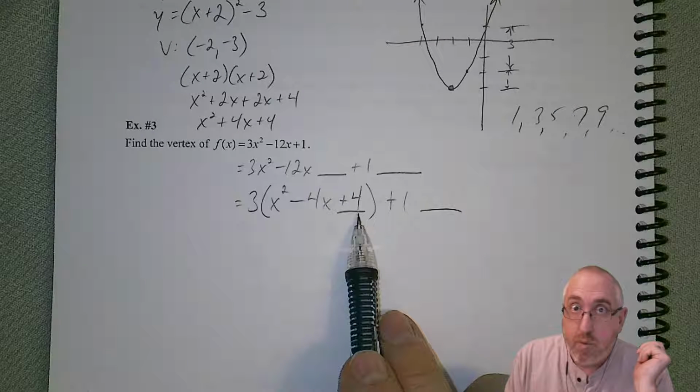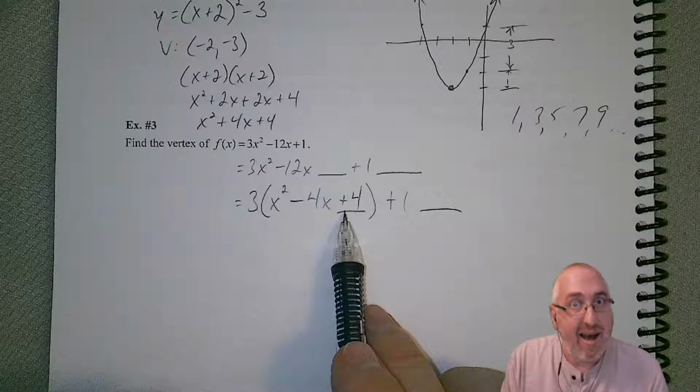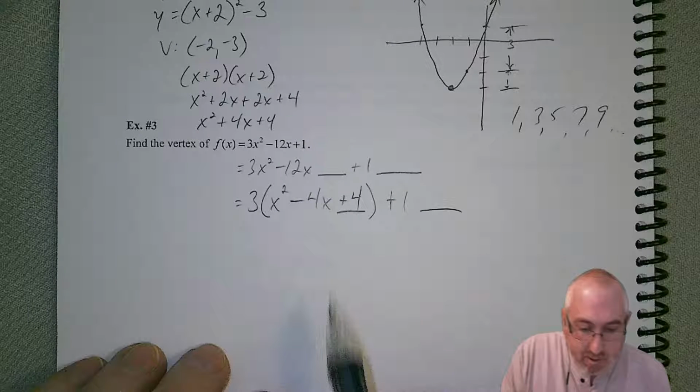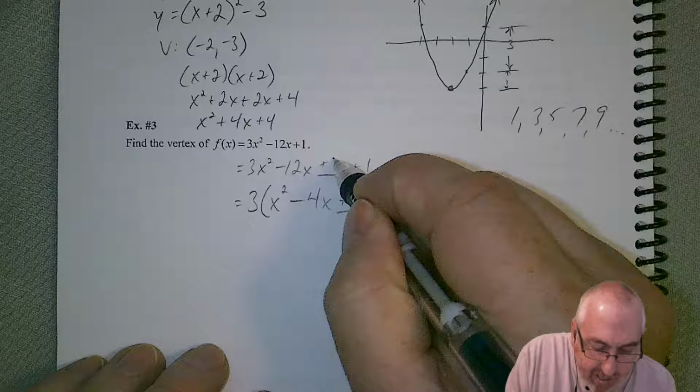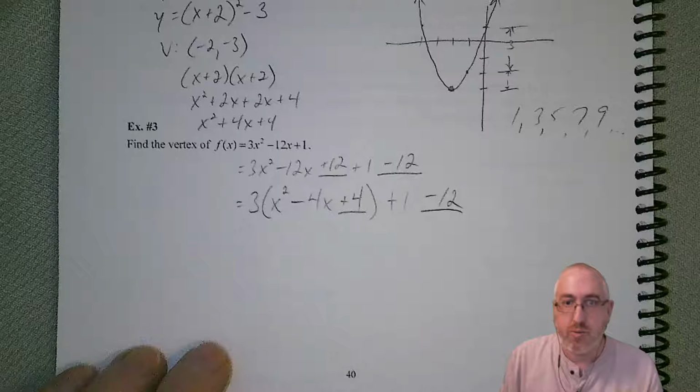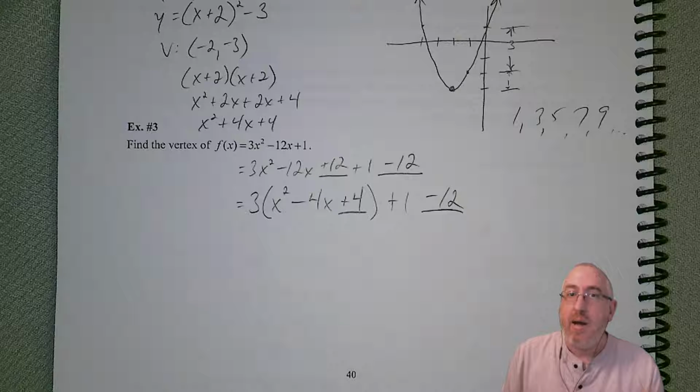We didn't add 4 here. Truthfully, what did we really add? This 3 outside is going to modify that 4. So we're not adding 4 here, we're actually adding 12. So that's technically what's happening up here, is that we're adding 12. So if we're adding 12, we have to subtract 12. So we're going to subtract 12 down here as well. And so now we can keep going.